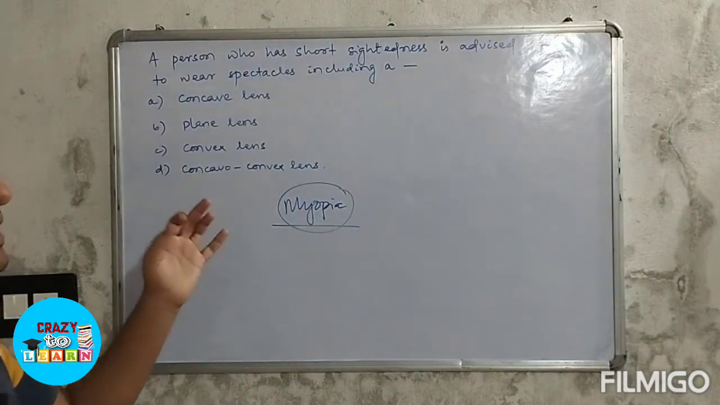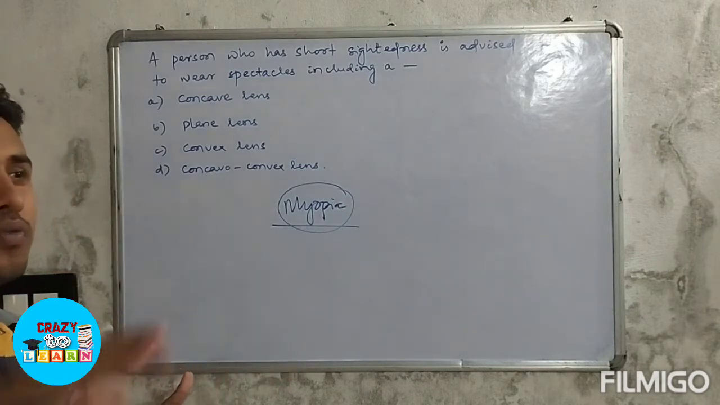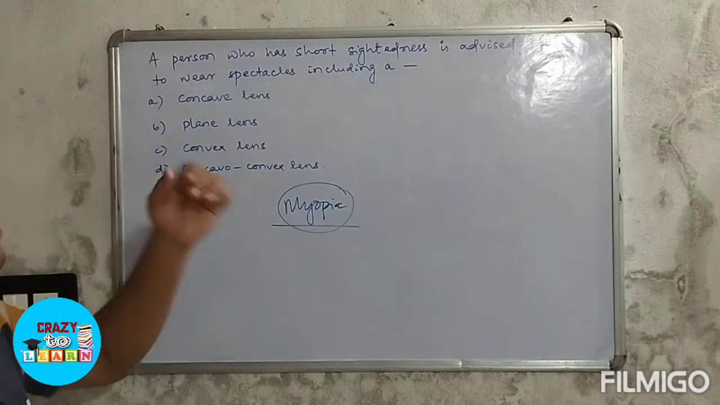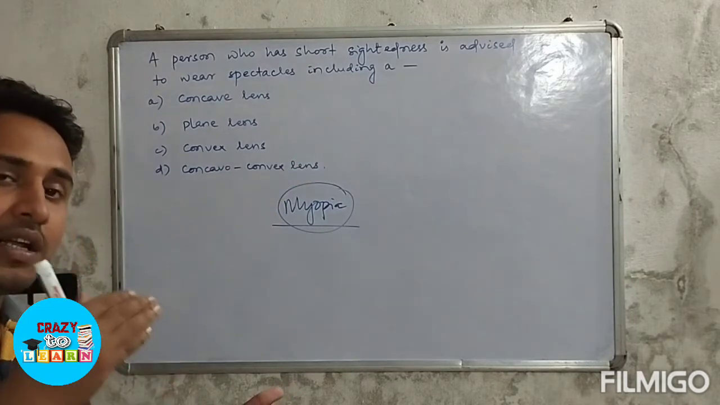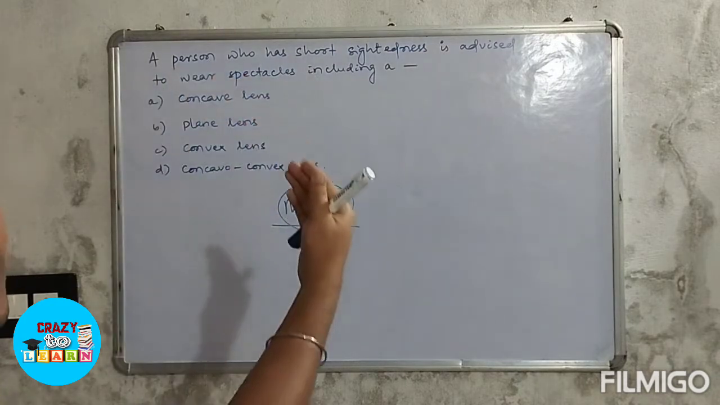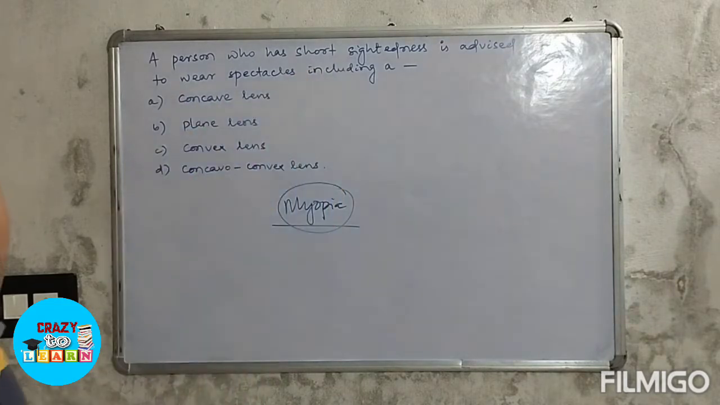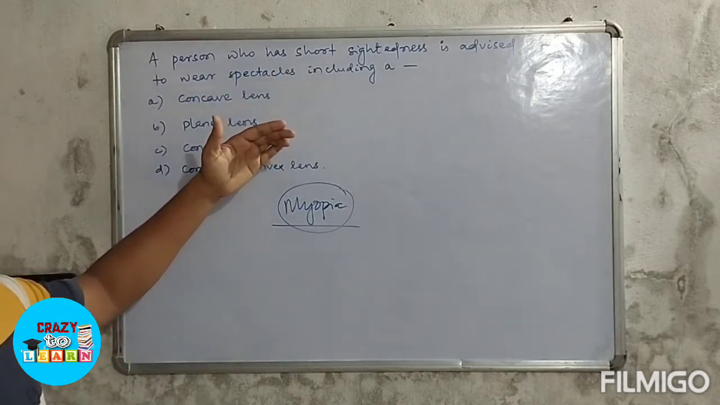This type of defect is generally found in our student life. When we were in our schooling time, our friends could read books easily, but they could not see what was written on the blackboard. That means they can see what is written in a book, so they can detect near objects, but they are not able to see what is written on the blackboard at a far distance. That means they have the defect of short-sightedness.